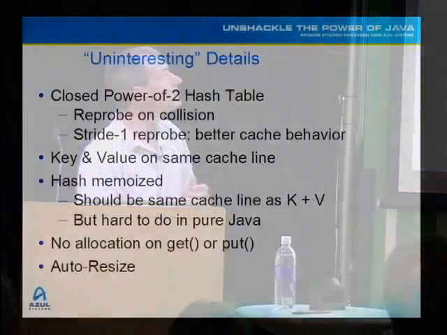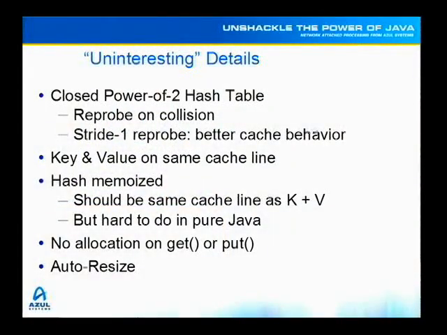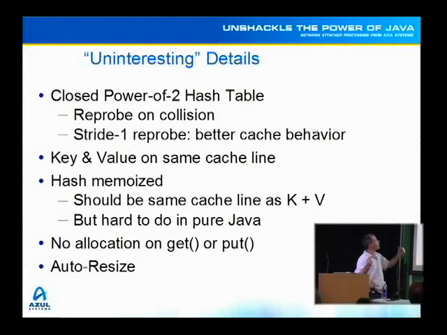So I ended up using a closed power of 2 hash table. That means my table is an array. It's a power of 2 sized array. It means that I can limit my hash function into the table by simply doing an and mask on the size, right? Closed means that instead of having a chain of key value pairs on bucket lists, you reprobe into the array itself. And it turns out that because I'm using stride 1 reprobe, I get better cache behavior, because collisions turn into a linear scan as opposed to linked list traversal.